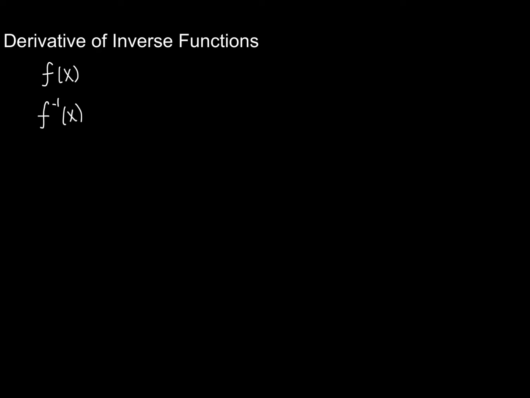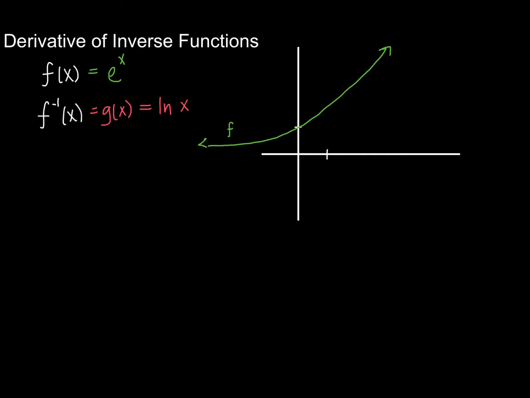concrete. So the function we're going to consider is the function e to the x, and its inverse, which I will call g of x to make it easier notation-wise. And the inverse of e to the x is, of course, the natural log of x. So let's go ahead and take a look at the graph of both functions. So here's the graph of f, e to the x, and when we look at the graph of the inverse, we simply need to reflect the graph here over the line y equals x.